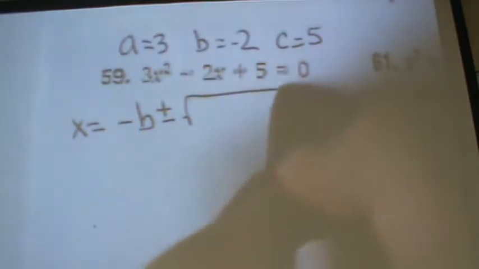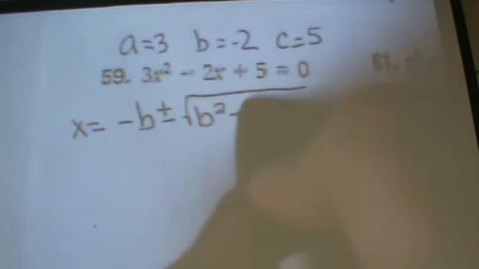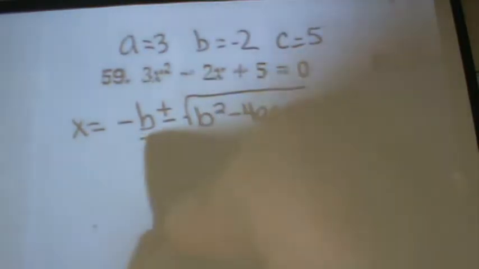So this says 3x squared minus 2x plus 5. You need the a. It's not factorable. Kind of looks like it could be. A is 3, and it's in standard form. B is negative 2, and C is 5. So the quadratic formula states that it's the opposite of B plus or minus the square root of B squared minus 4AC all over 2A.